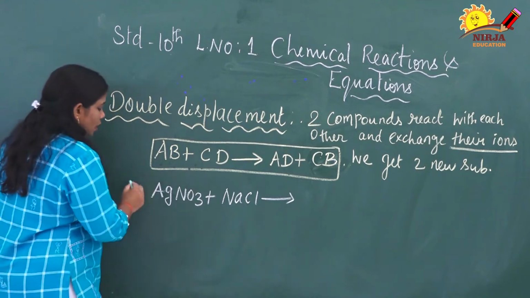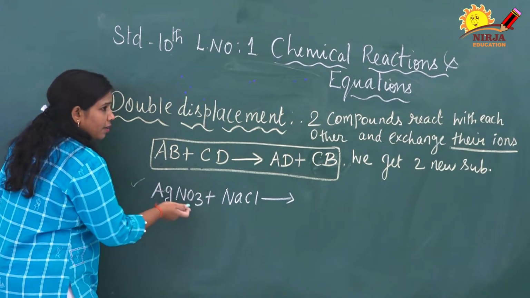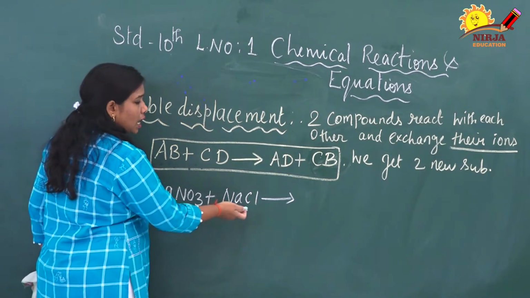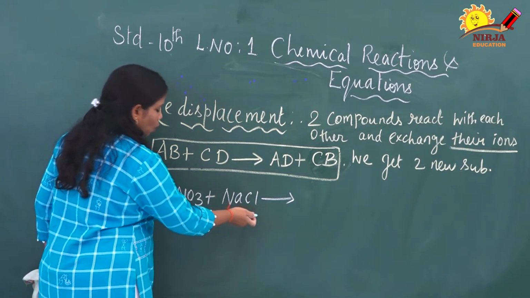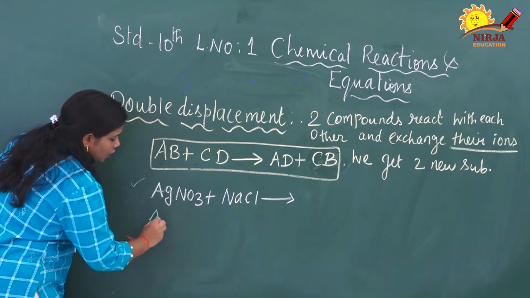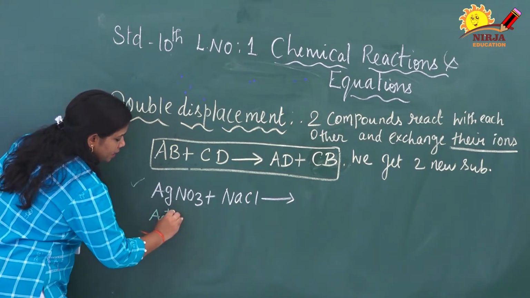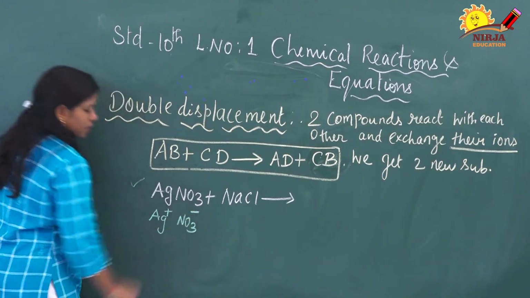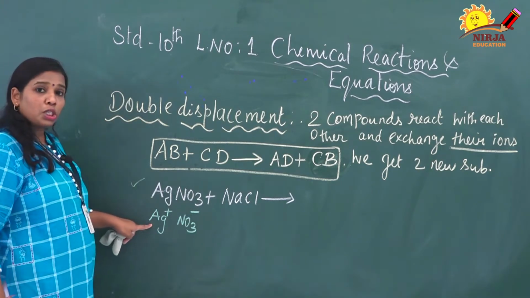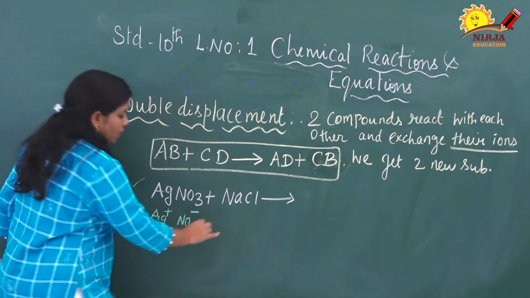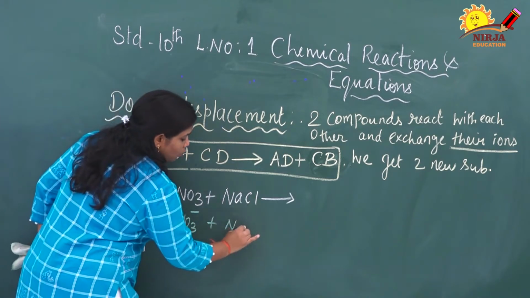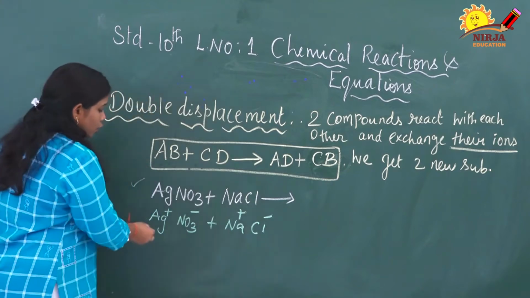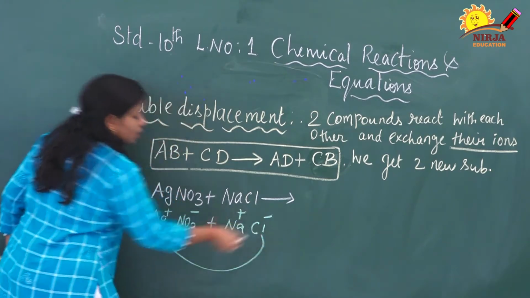So, I am giving the example of silver nitrate, AgNO3, reacting with another compound, sodium chloride. Now, you see Ag is a metal, so it is plus, and NO3 is a non-metal part, so it is minus. So, one is positive, another one is negative. When it reacts, sodium is positive and chlorine is negative. Of course, this positive will combine with this negative only.